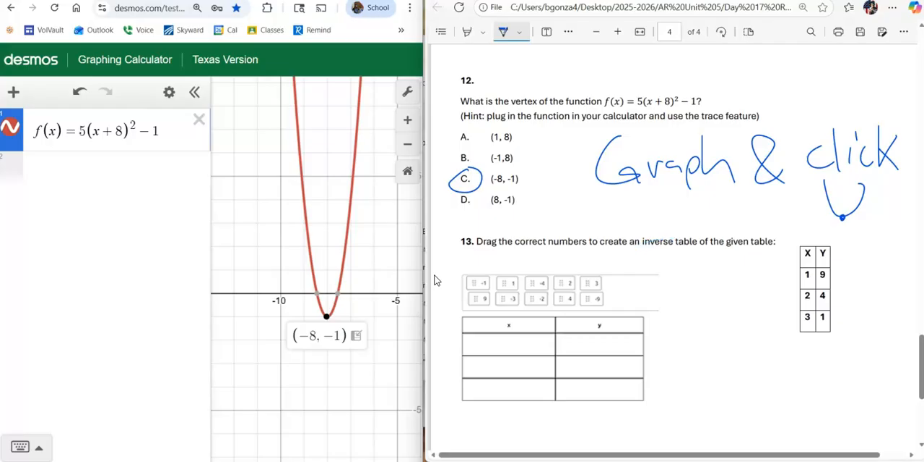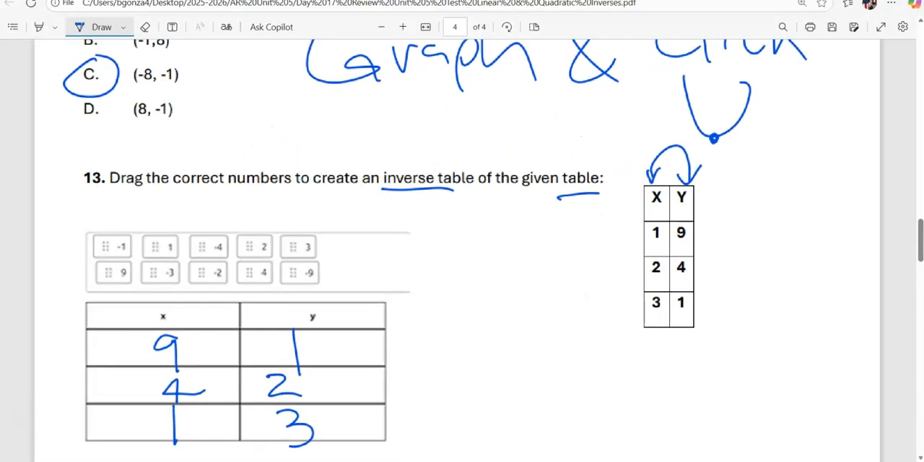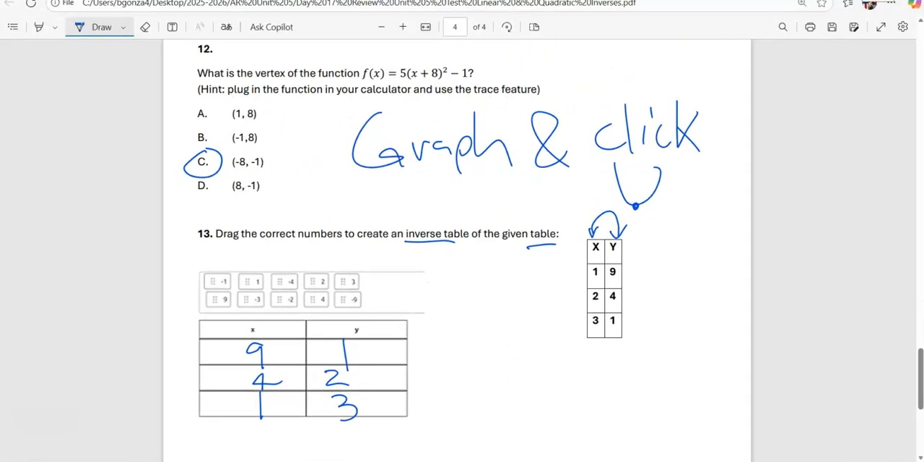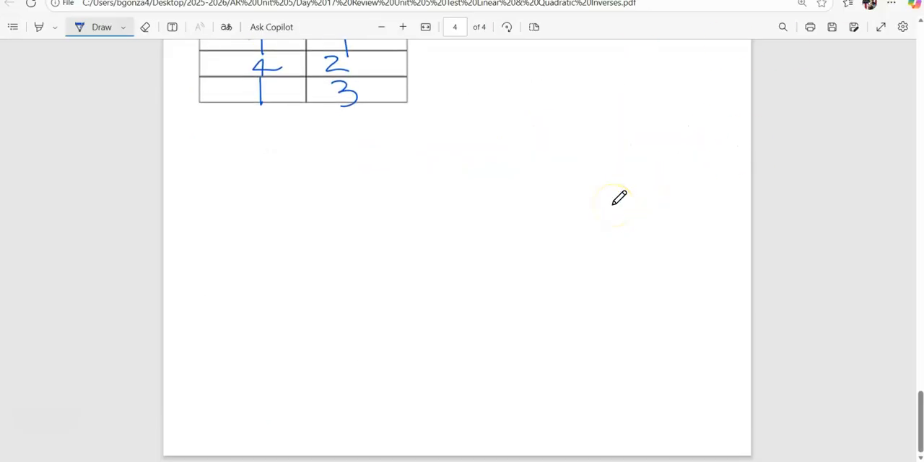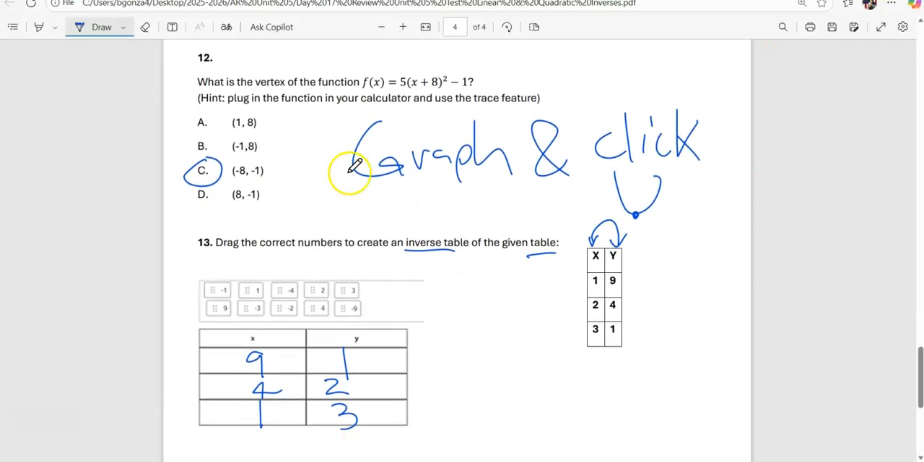Okay. Inverse of a table. When you do inverse of a table, you're just switching that x and that y. So 1, 9 is going to flip to be 9, 1. 2, 4 is going to flip to be 4, 2. And 3, 1 is going to flip to be 1, 3. That is your inverse table. So make sure you finish this whole review, study it, and be ready for that test coming up.